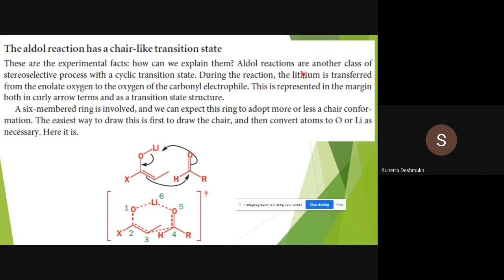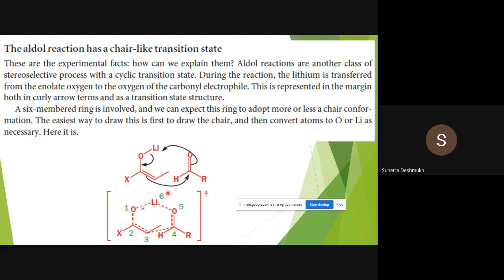Aldol reactions are another class of stereoselective process with a cyclic transition state. During the reaction, the lithium is transferred from the enolate oxygen to the oxygen of the carbonyl electrophile. Pay attention: lithium has been transferred from this oxygen to the oxygen of the carbonyl electrophile. This is represented in the margin both in curly arrow terms and as a transition state structure.